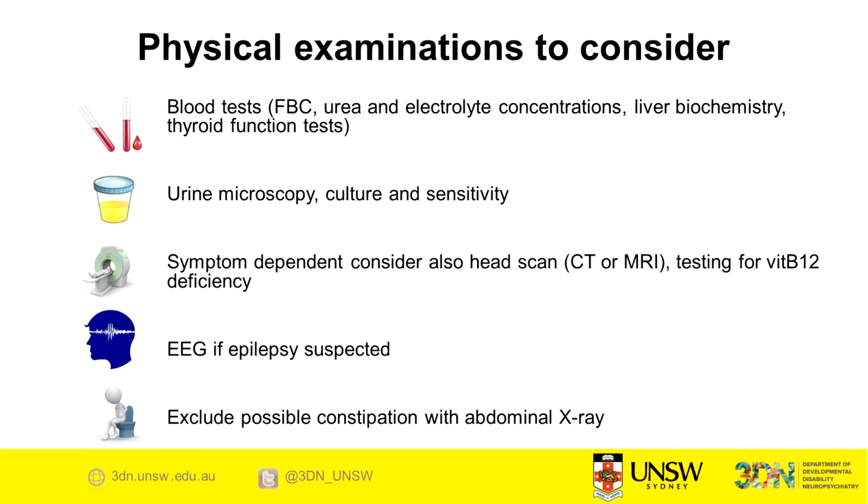Basic assessments to carry out before formulating a diagnosis therefore include blood tests to determine the full blood count, urea and electrolyte concentrations, liver biochemistry and thyroid function, urine microscopy, culture and sensitivity, and depending on the presenting symptoms, consider also a head CT or MRI scan, and testing for vitamin B deficiency. An EEG might be necessary if epilepsy is suspected, and exclude possible constipation if suspected with an abdominal X-ray.